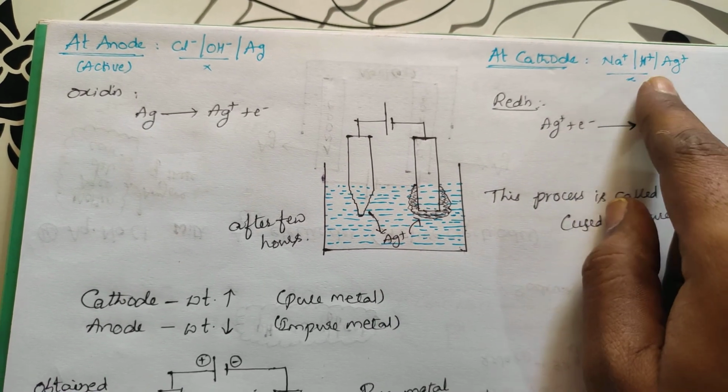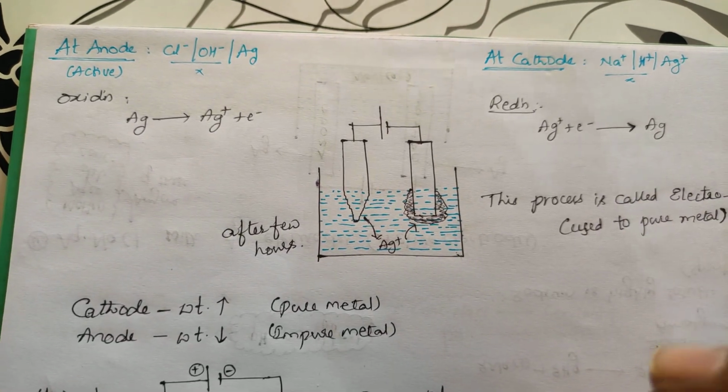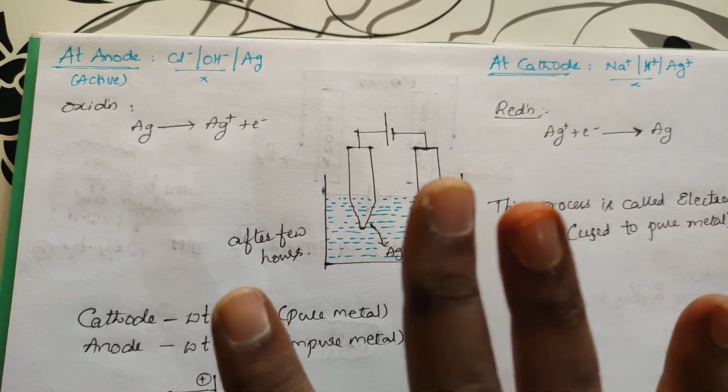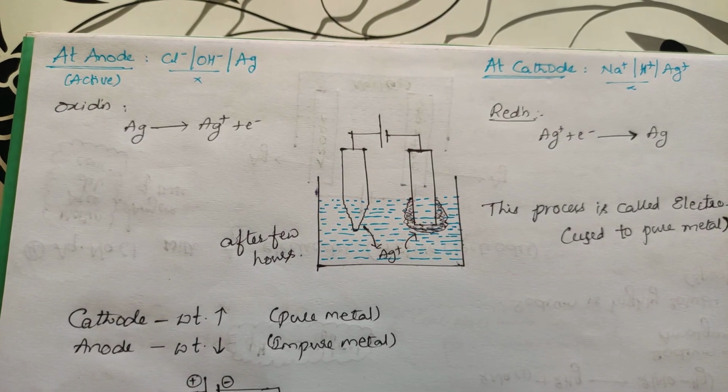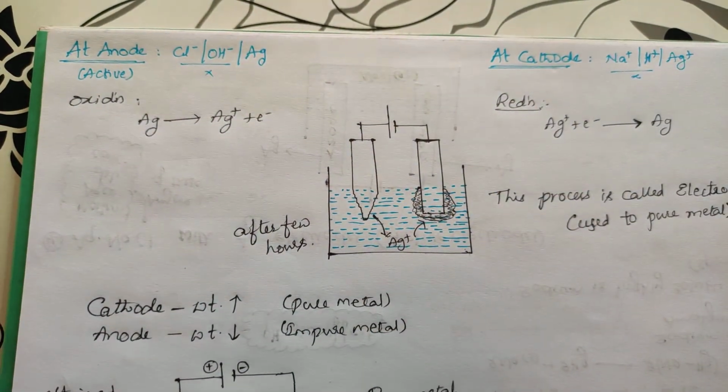So here also Na plus and H plus will not be involved. Ag is highly active, so Ag only. Whenever you take an Ag electrode in the presence of NaCl, Ag only will undergo oxidation, and Ag only will undergo reduction. There is nothing to bother about the water as well as the sodium chloride.